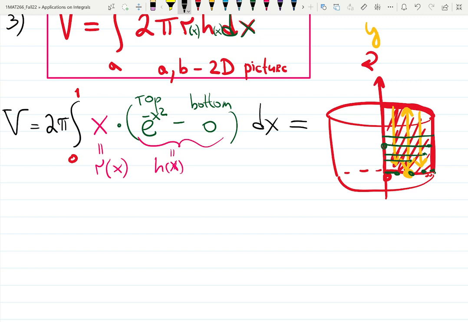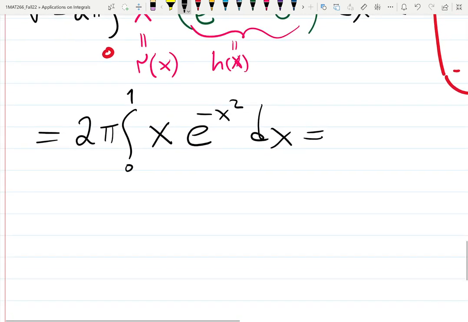Okay. Let's finish integrating 2 pi from 0 to 1. Something like this you will have in your quiz today. Do you remember how to integrate this? Use u-substitution. Thank you. Someone remembers. How about everyone else?